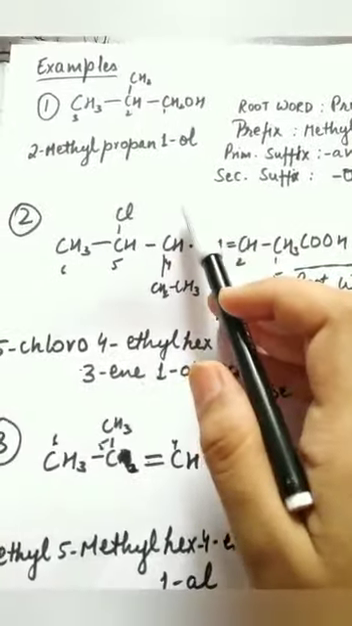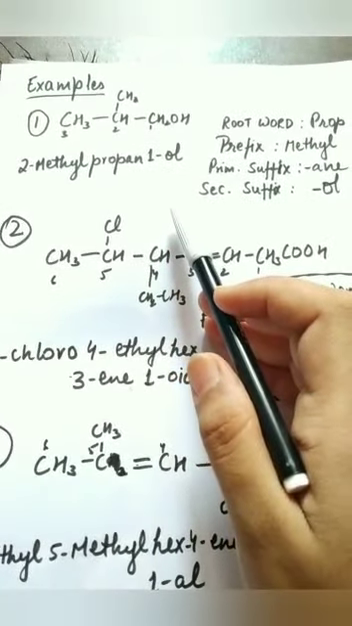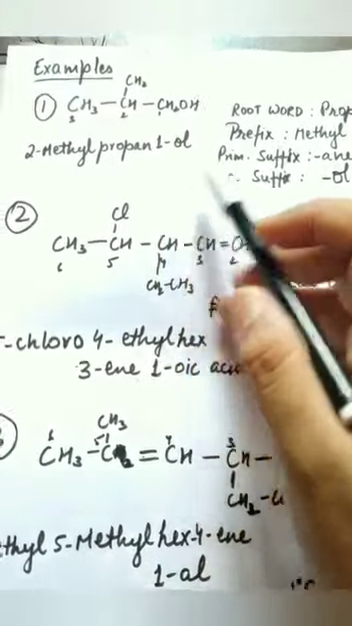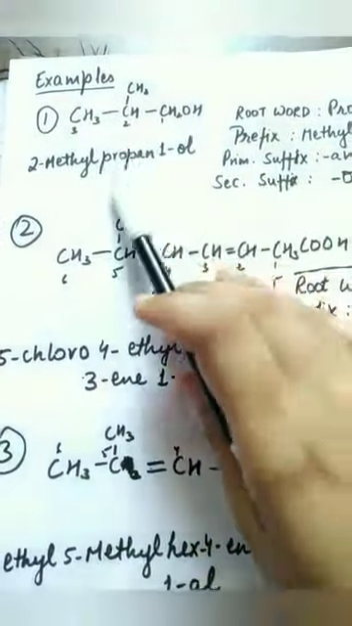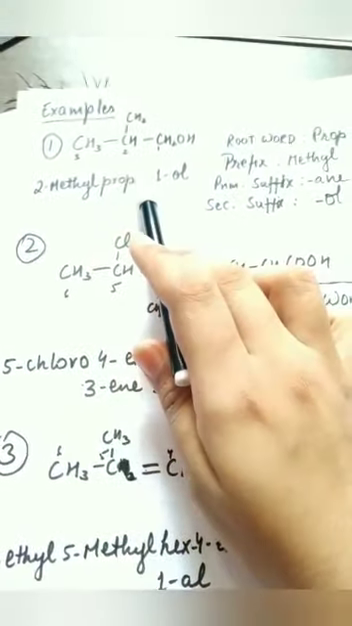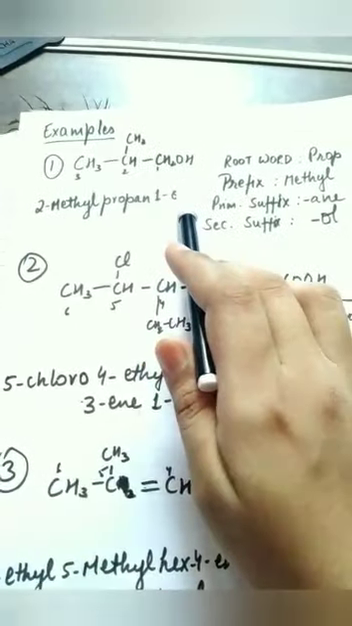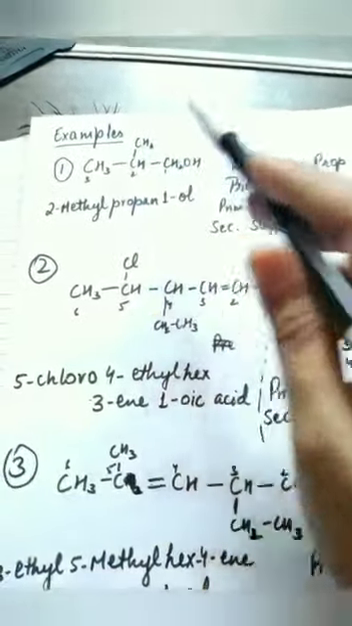Now we will take some of the example, students, so that you can better understand all these things. We have taken this example, right? That is CH3, CH, CH2OH, and one substituent CH3 is attached.